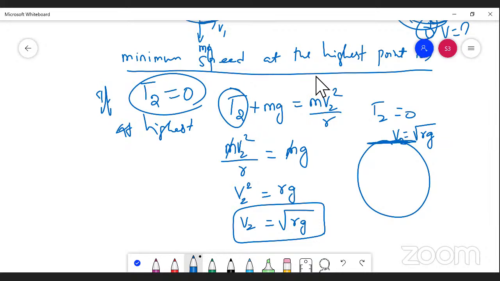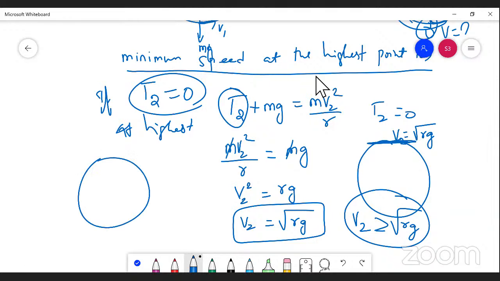To be maintained in the circular path, the V2 value must be greater than or equal to the square root of rg. This is the condition to stay in the circular path. If V2 is less than the square root of rg, it does not maintain the circular path. This is a very, very important situation. At the highest point, the velocity of the particle must be the square root of rg.